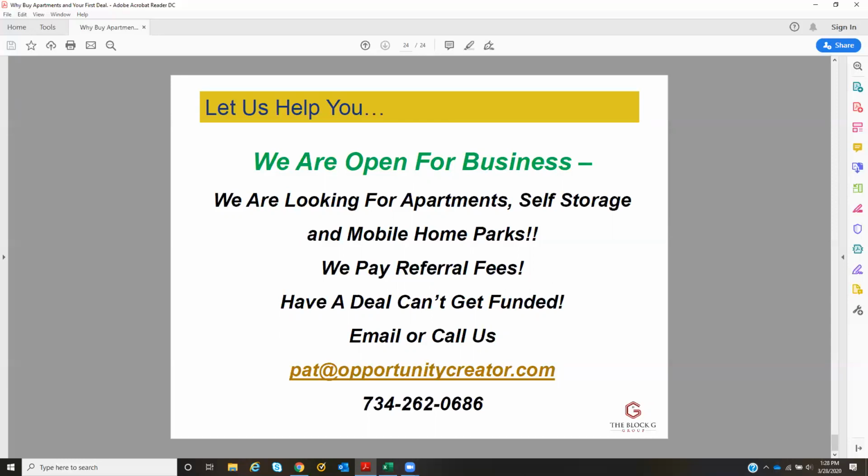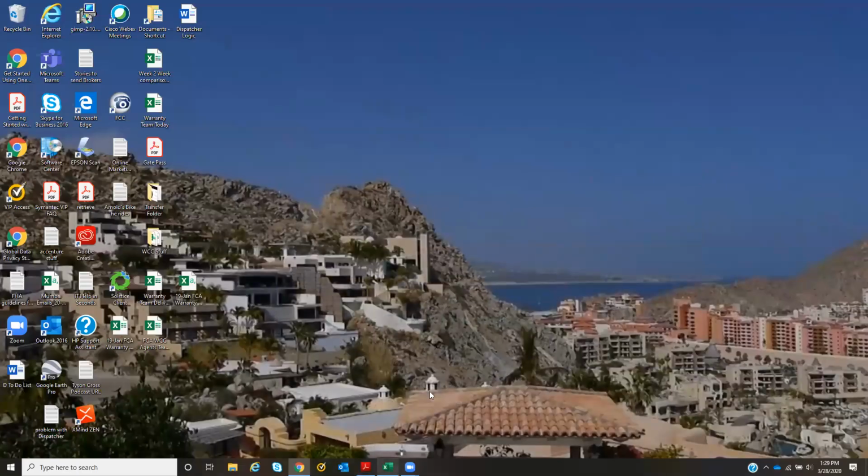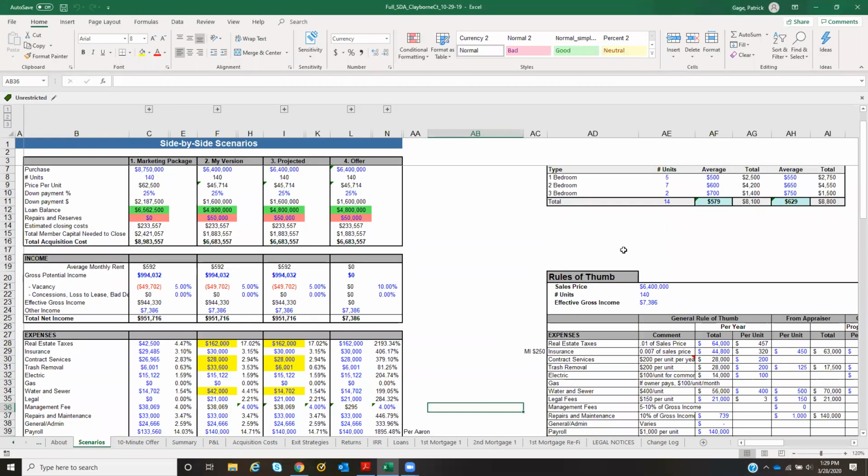All right, let me do something real quick here because I told Mark I was going to do something extra special. What I'm going to do now is bring up our deal analyzer software. This is a copy of our deal analyzer software. It's not as extensive as this, so you won't get all these tabs here.